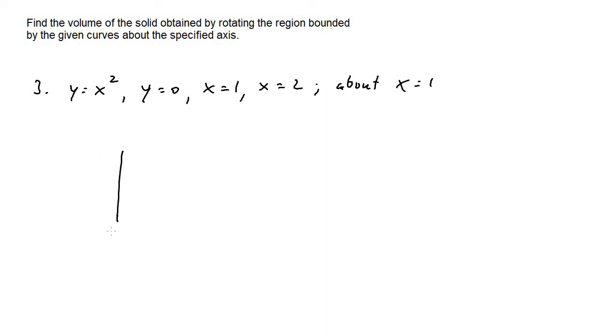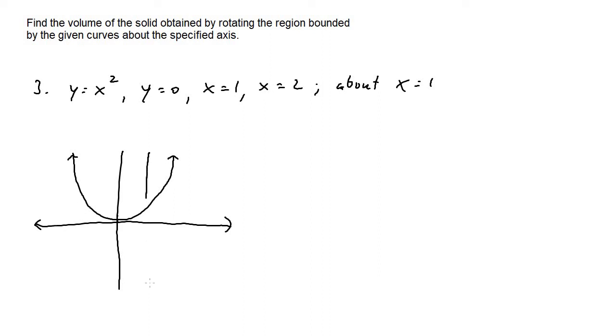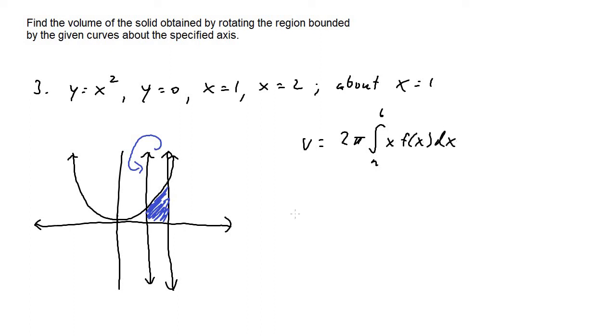So if I go ahead and graph out these curves, we have y equals x squared, we have y equals 0, that's going to be the x-axis, we have x equals 1, and then we have x equals 2. So basically the region we're looking at is somewhere in between here, and we're going to rotate this region about x equals 1, so about this line. Now the shell method formula once again is volume equals 2 pi times the integral from a to b of x times f of x dx. And so rewriting the formula, we have 2 pi times the integral. Now our bounds range from x equals 1 to x equals 2, so our integral is from 1 to 2.